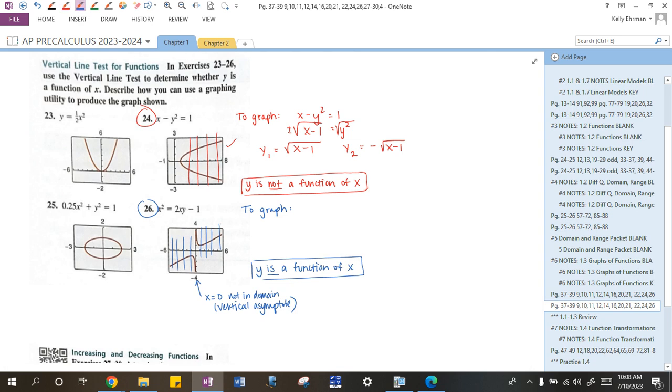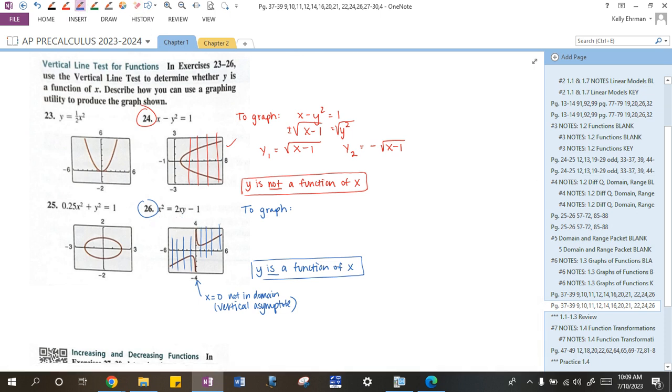All right, and then the next one, we're looking at 26. So vertical line test to begin with. This passes the vertical line test. X equals 0 is not in the domain. You can kind of tell here, there's this graph, there's a vertical asymptote there. Also, if you just plug 0 in for x, 0 equals 0 minus 1, that's not a true statement. So that's another reason why 0 can't be in the domain.